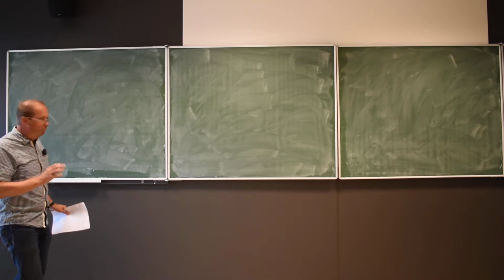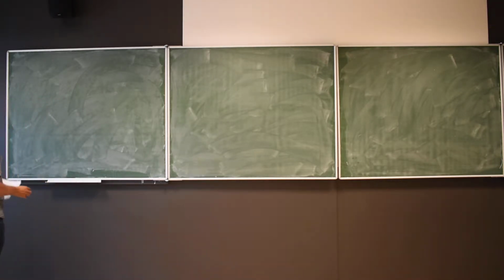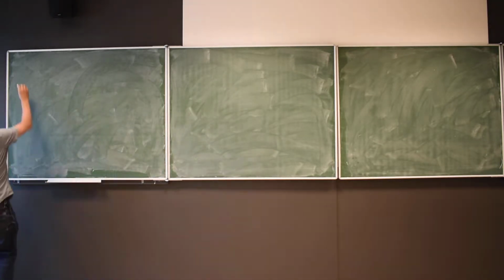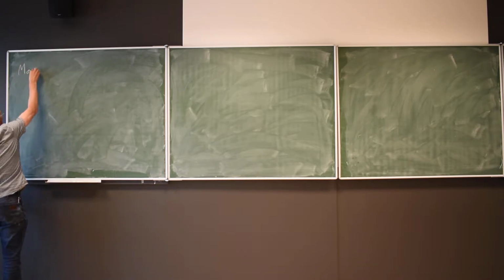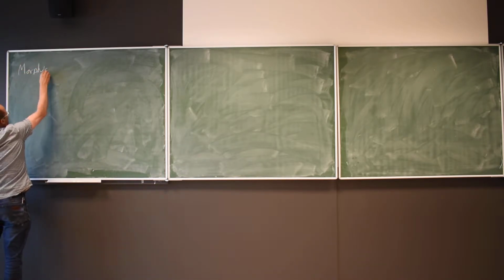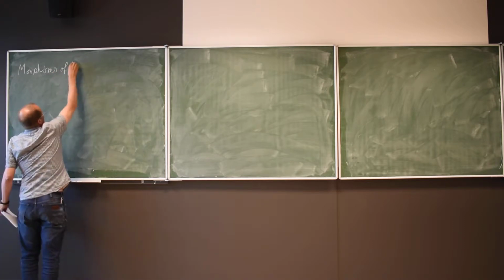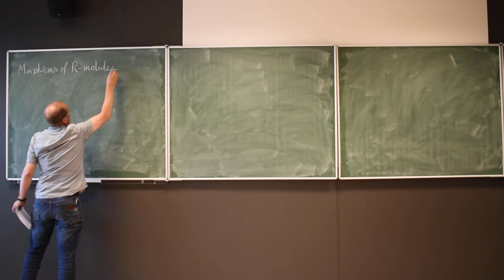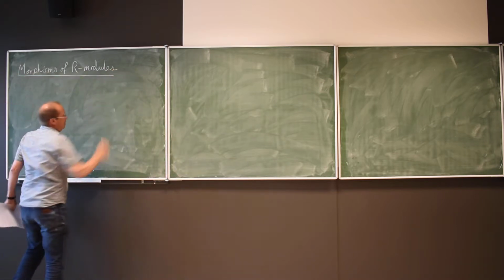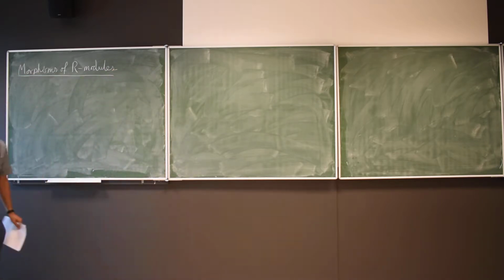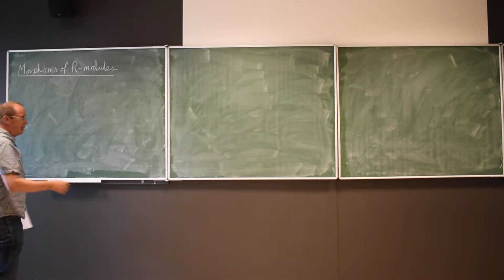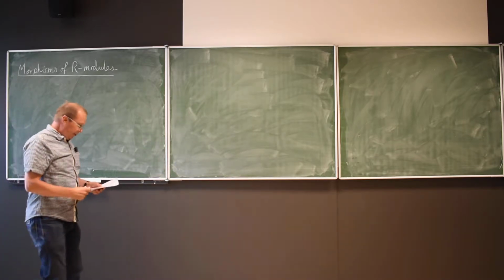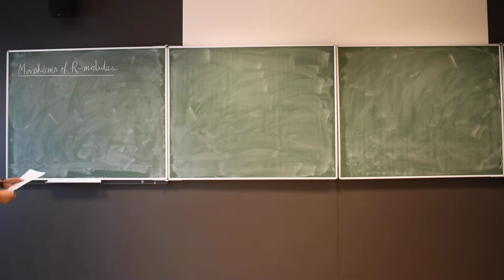And in this little movie, the subject is morphisms of R modules. So Arno has told you what left and right R modules are, and now we're going to make a category of them, things like that. So we have to come up with what the morphisms are.